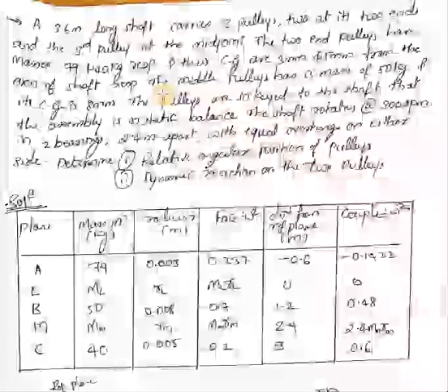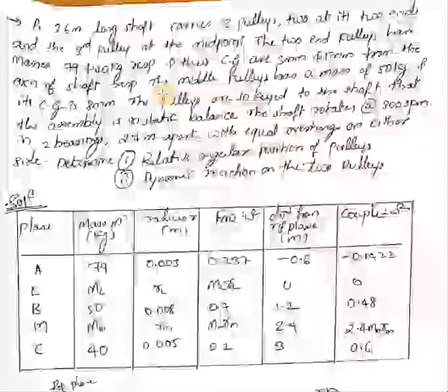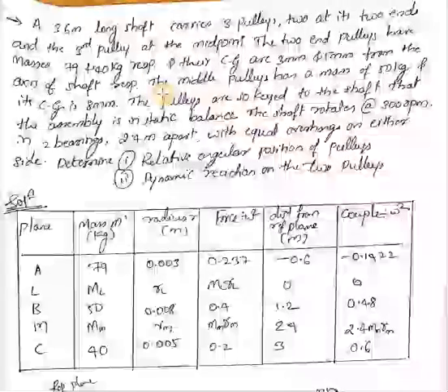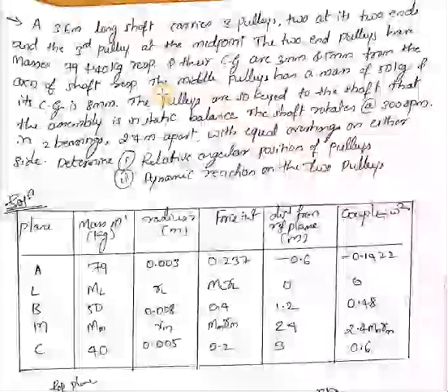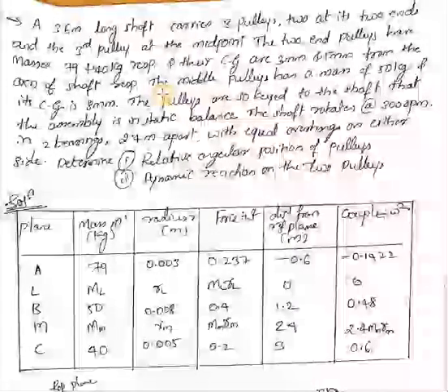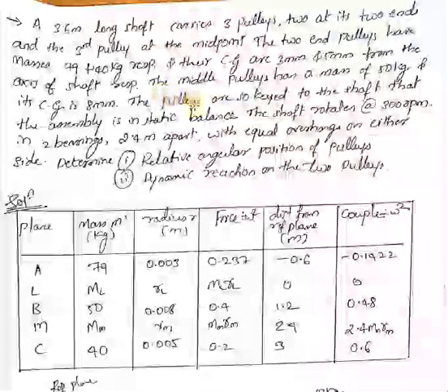The shaft rotates at 300 rpm in 2 bearings 2.4 meter apart with equal overhangs on either side. Determine the first one, relative angular position of pulleys. Second one, dynamic reaction on the 2 pulleys.